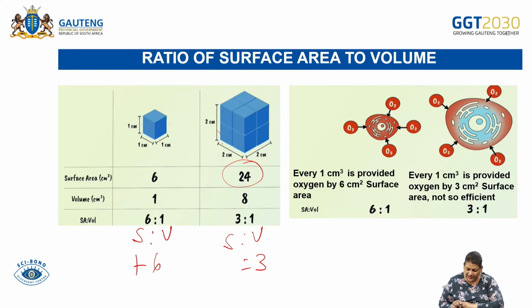Okay, you can see every 1 cubic centimeter is provided oxygen by 3 cubic centimeters of surface area. Here the surface area is not so sufficient because that's equal to 3 and that's equal to 1. Here you're going to see that compared to its size, from 6 parts oxygen is going to enter, but from here this isn't enough oxygen that's entering, so you'll need a special respiratory system.